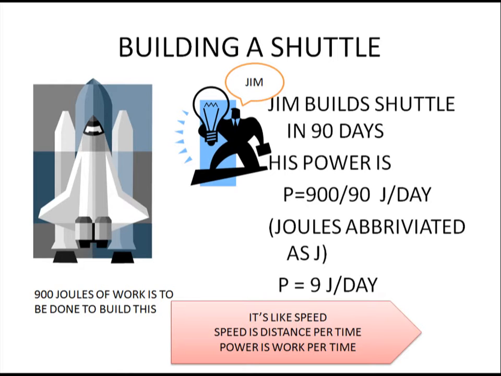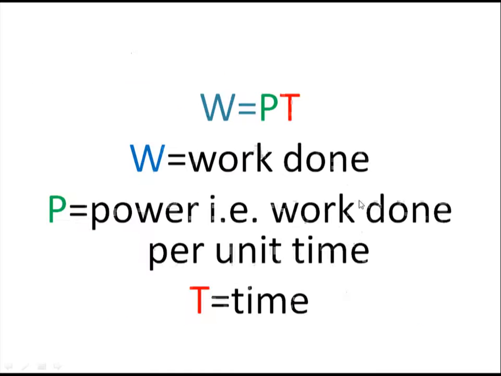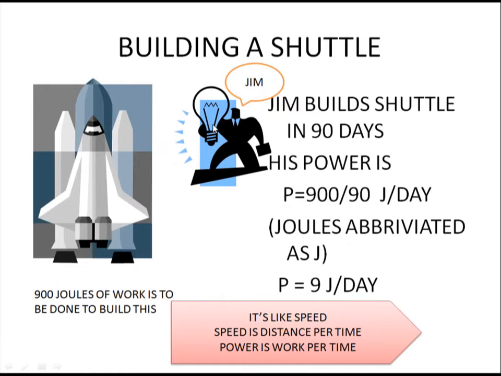So let us assume a situation in which we build a space shuttle. This is the shuttle which we are going to build, and it's given that 900 joules of work is to be done. To remind you, joules is a unit of work. So a guy called Jim builds it in 90 days. So his power would be the work done divided by the time taken. You transpose the time here and you get it. So you get 900 divided by 90, that is joules per day. So his power is 9 joules per day.